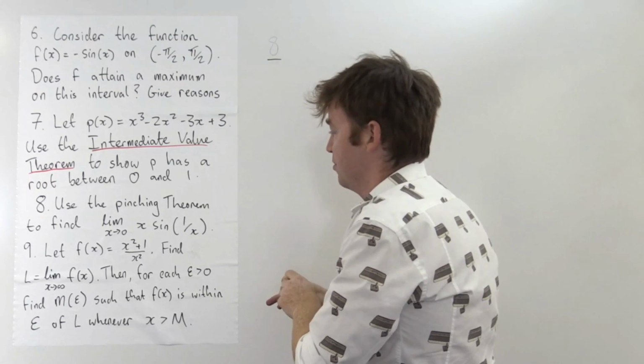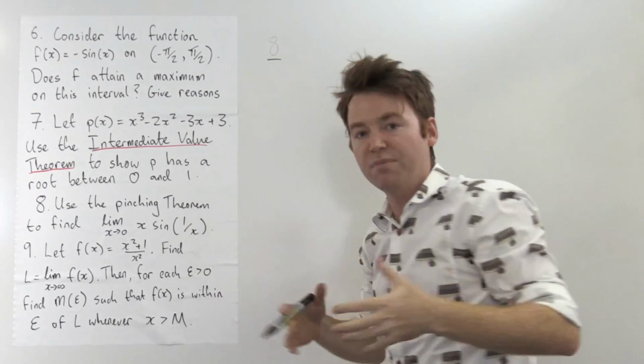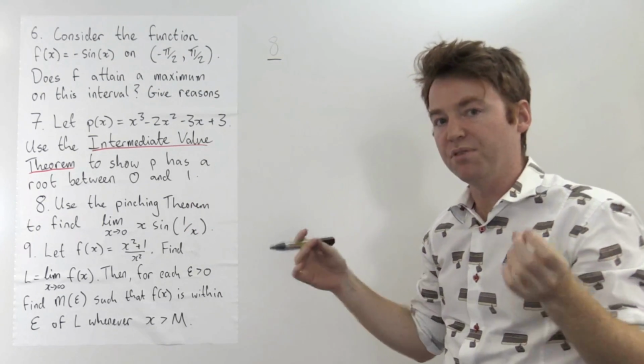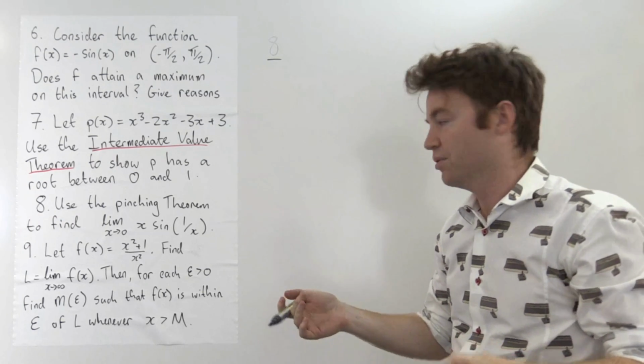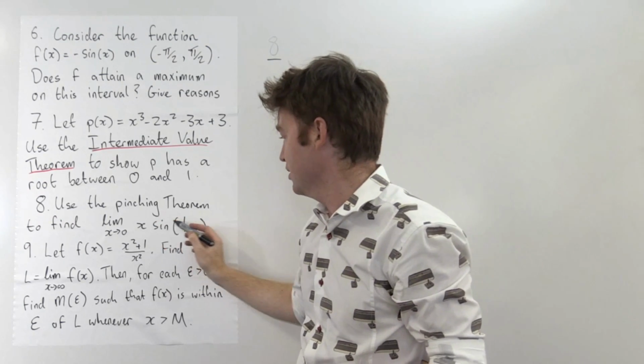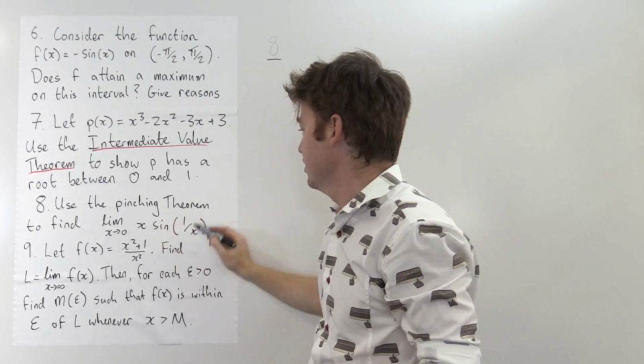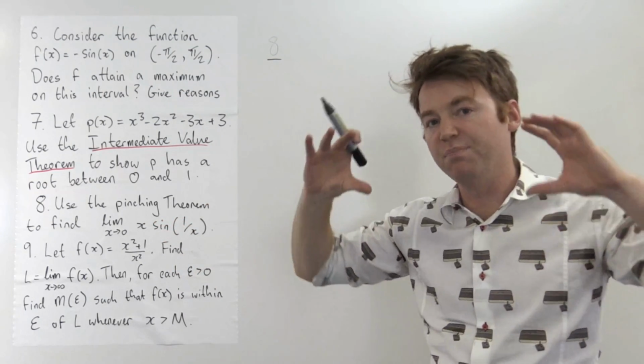Use the pinching theorem to find this thing. Well, pinching theorem means you have to have two functions, one above and one below your f of x, if you like. This thing. And they both have to kind of pinch the function.